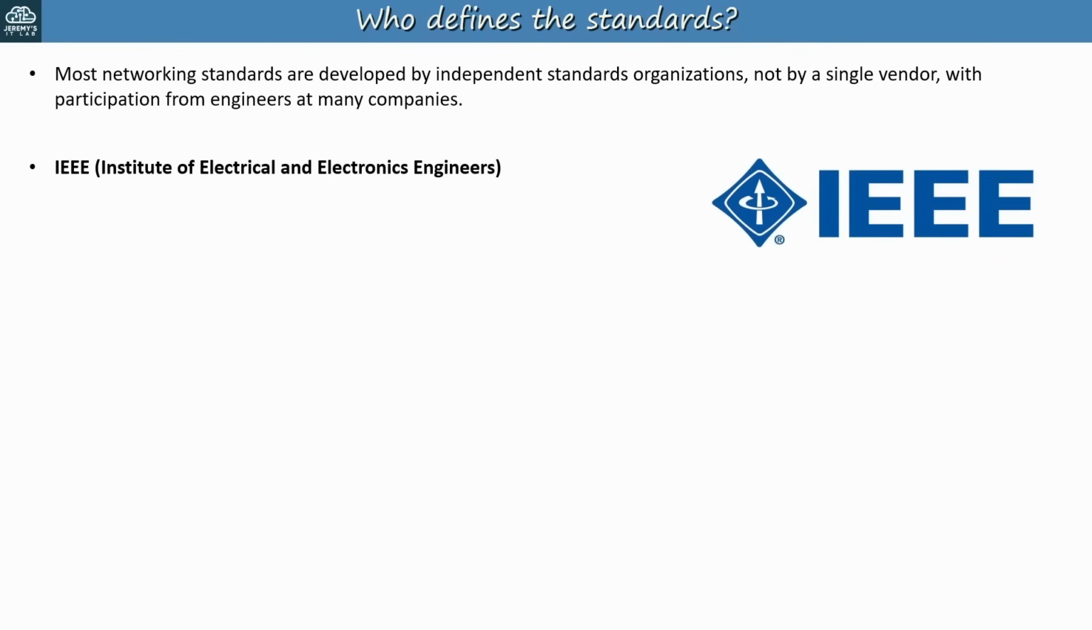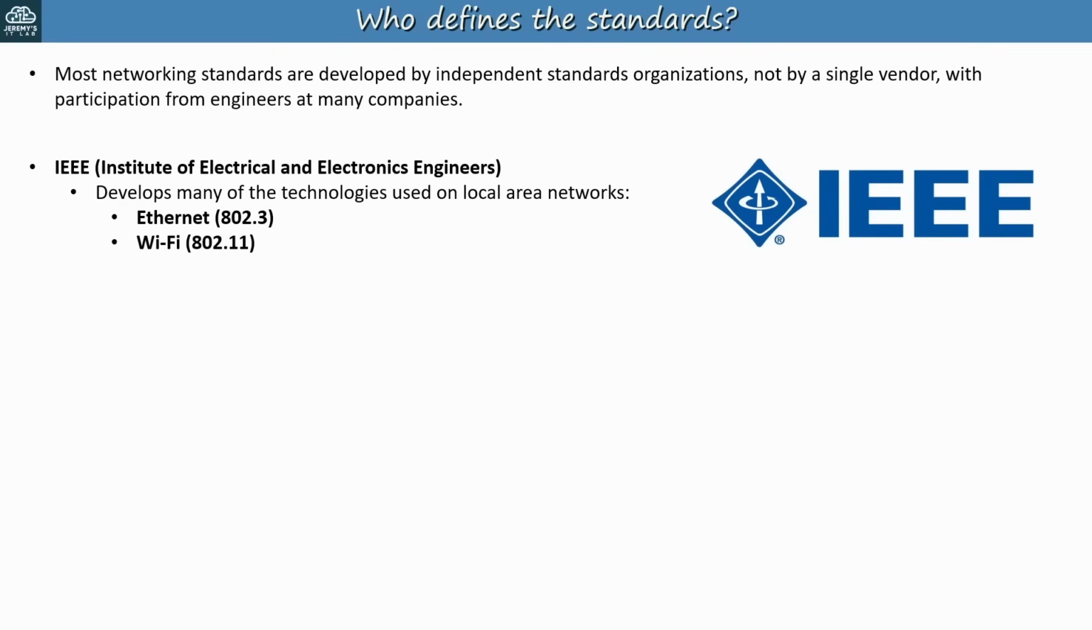The first one is the IEEE, the Institute of Electrical and Electronics Engineers. I mentioned the IEEE in the previous video when talking about Ethernet cables. The IEEE develops many of the technologies we use on local area networks, such as Ethernet, which is defined in the 802.3 set of standards. The IEEE also develops Wi-Fi, which is defined in the 802.11 standards.